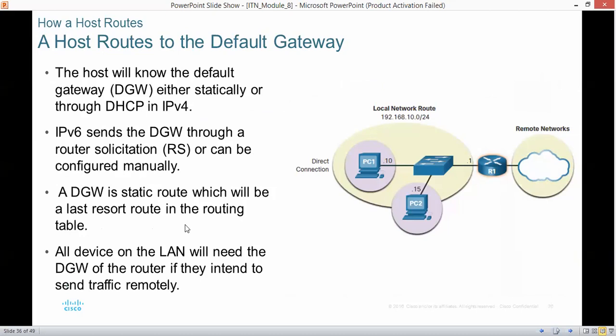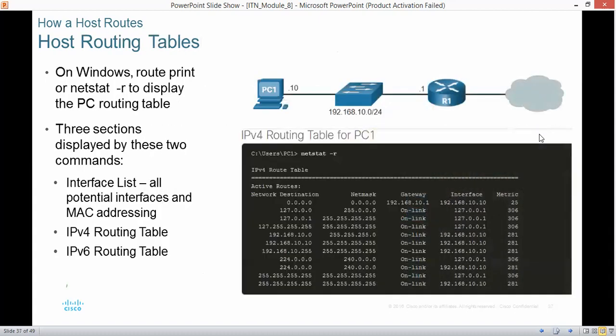A default gateway is a static route, which will be a last resort route in the routing table. So please always note this: if you must configure your router to be able to access the remote network, you're either doing it manually or doing it automatically, what we call dynamically. So it's either the dynamic method or the static method, which is also the manual method.